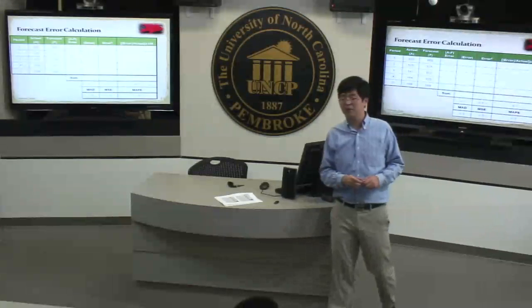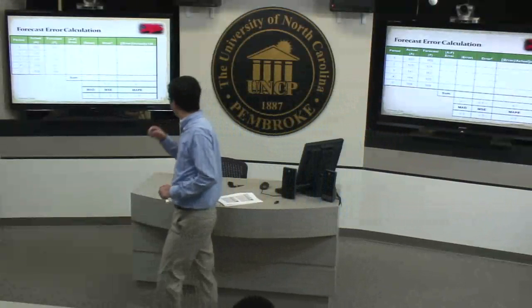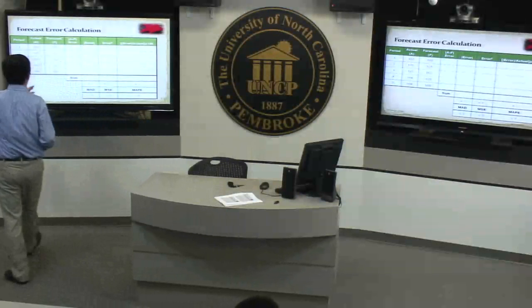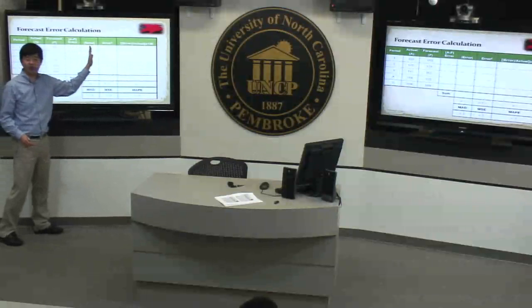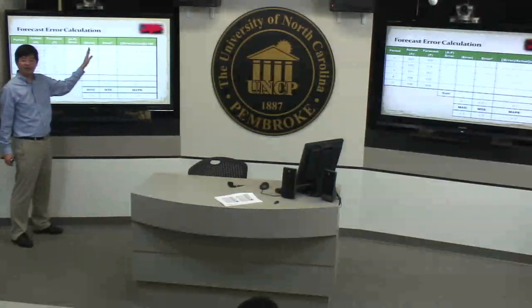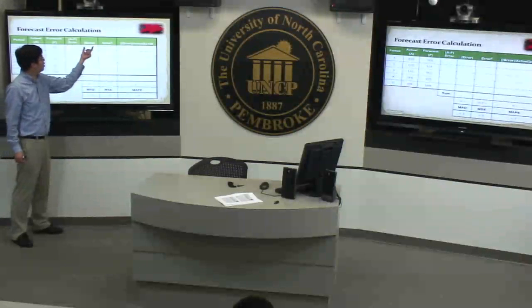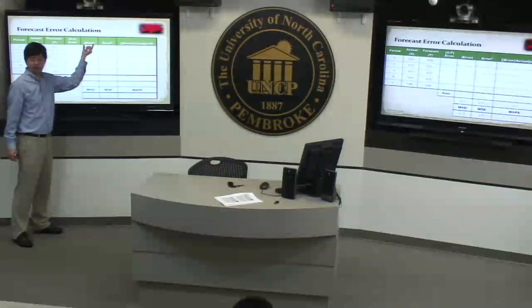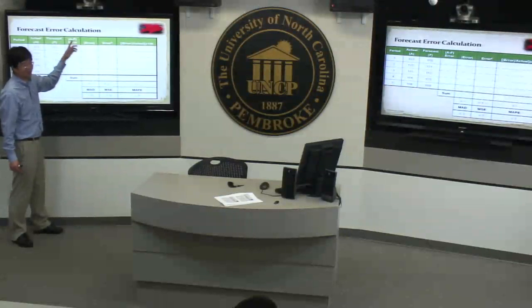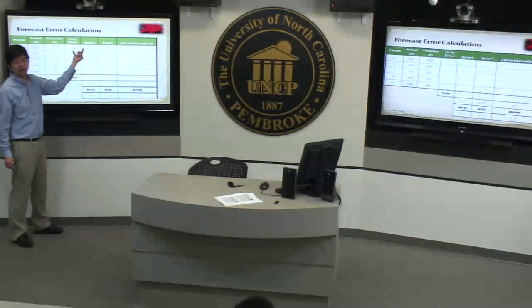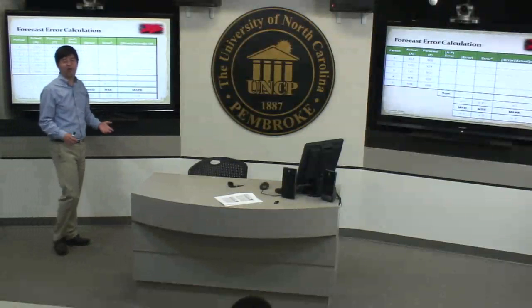Sure. For the first error in the bracket, all you did was shift everything, so instead of negatives it's just positive? No, this is not a bracket. This is the absolute value. Oh, the absolute value. Okay. Yeah, that's the definition of the calculation.